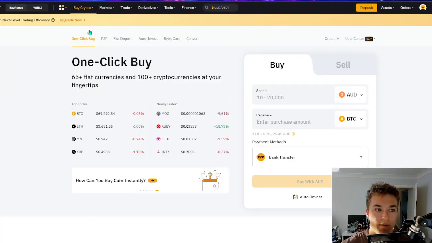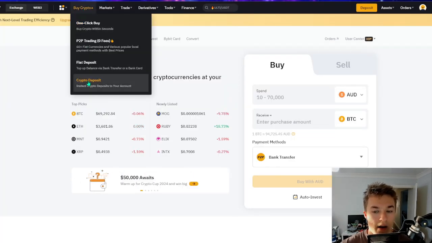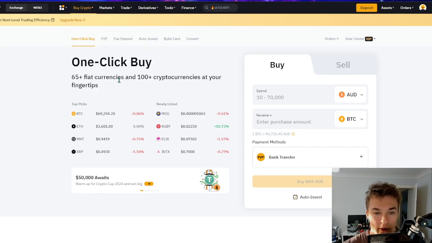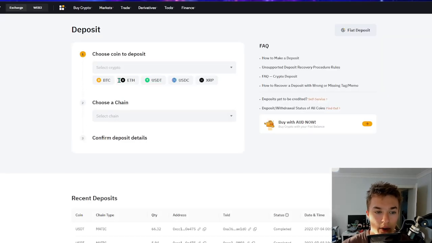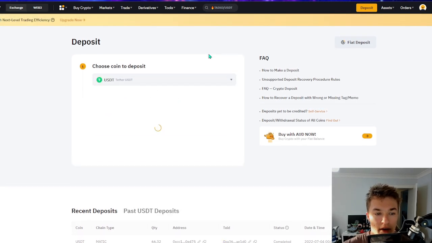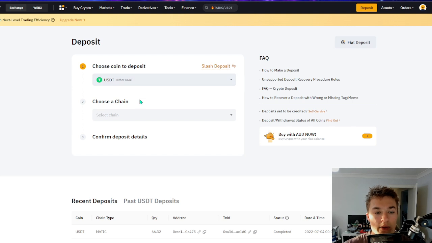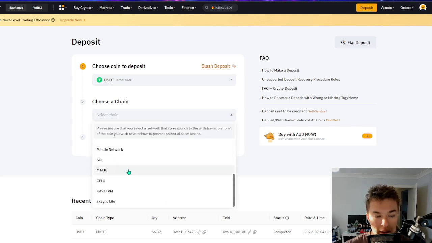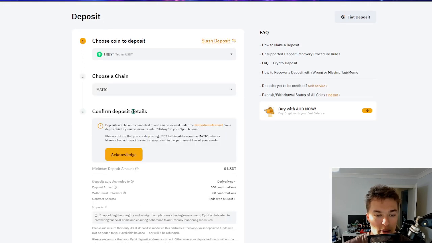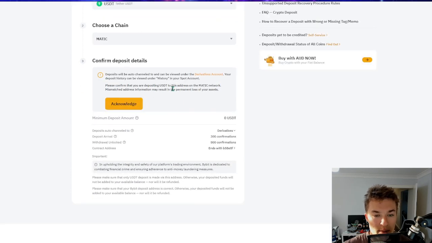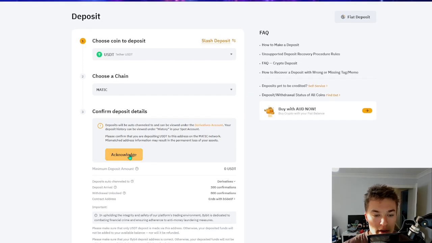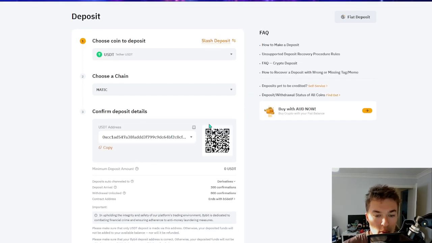And then the other way you can deposit funds, probably not the most simple way, but the way I've been doing it as of late, is just depositing crypto through a blockchain. You can just look to deposit Tether. So you could go USDT, pick your blockchain. You're going to want to go with something like Matic or Solana, something that's got cheap fees. Obviously, you don't want to be sending through a very expensive blockchain. So we'll just go Matic for the sake of now, and then press acknowledge. These will be channeled into your derivatives account. So we can just go acknowledge, and then it'll spit out the wallet that you wanted to send your money to.